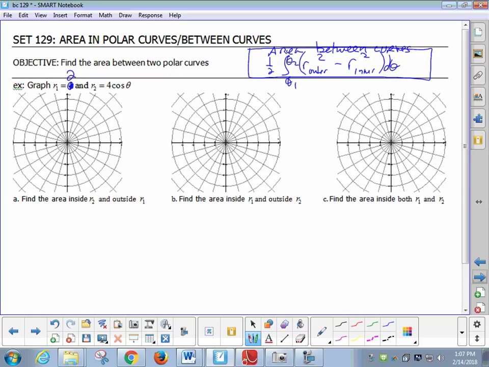Ready? Here we go. Would you tell me what r equals 2 graphs like? Circle with what characteristics? In the middle. 2 is not a characteristic. Radius of 2. Radius of 2 centered at the origin. Okay. What about r equals 4 cosine theta? Radius of 2 centered at 0, 2, right? Symmetric about the x-axis.